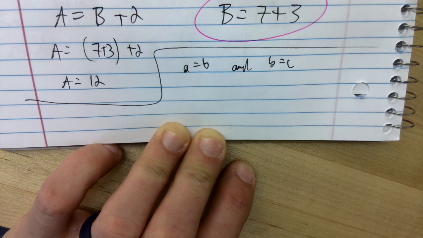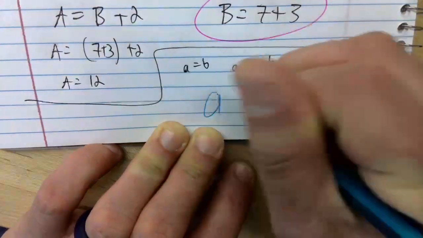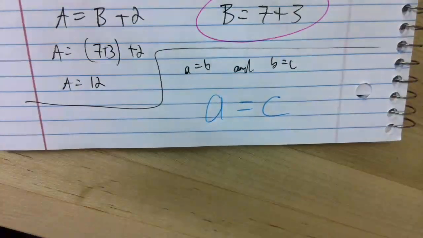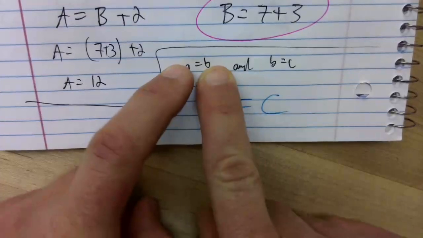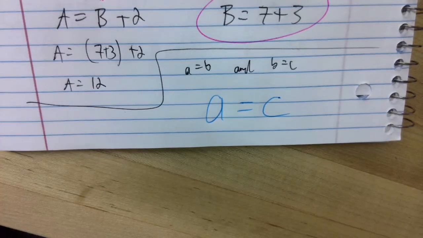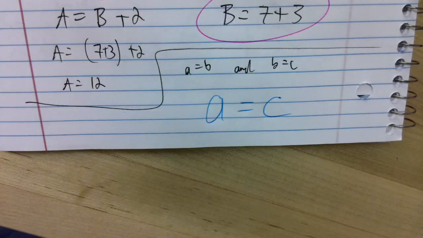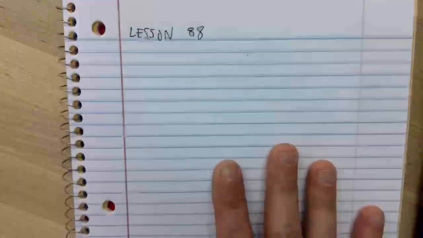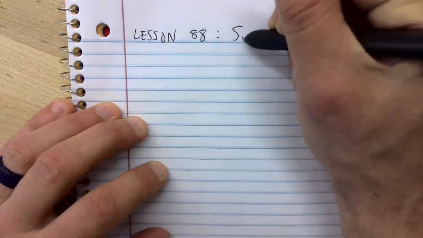Having a hard time with that one? A equals C. Yes. A must equal C. Okay, if A is the same as B, and B is the same as C, we can then state, therefore, A must also be C. But Lesson 88 is a little less heady, if you will. Lesson 88 is just surface area.